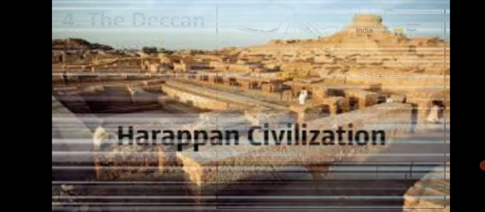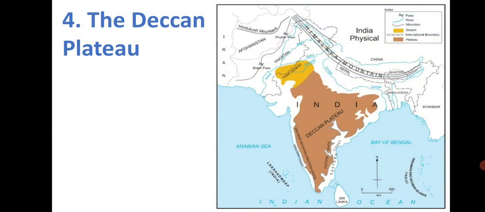Let's move on to point number 4, the Deccan Plateau. The region between the east and the west coast of India tapers off to the south. You can see the east coast here tapers off, and from the west coast also the region tapers downwards. Tapers means becomes smaller towards one end.